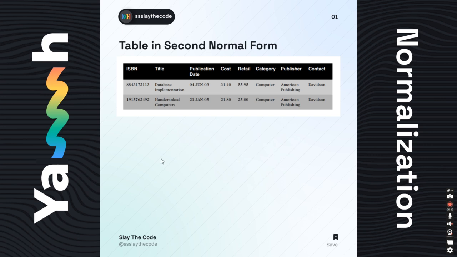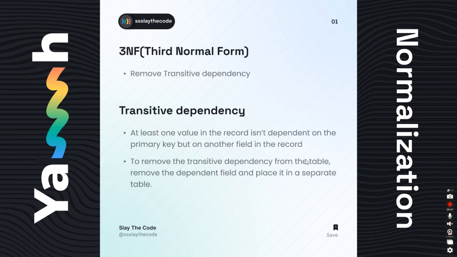This is the second normal form: remove the author field completely and make it a separate table for the author. Now let's move to the third normal form. The third normal form is to remove transitive dependency. Transitive dependency means a field that does not depend on the primary key but depends on another field other than the primary key. In the same way, to remove transitive dependency from the table, we just have to separate it into two tables.